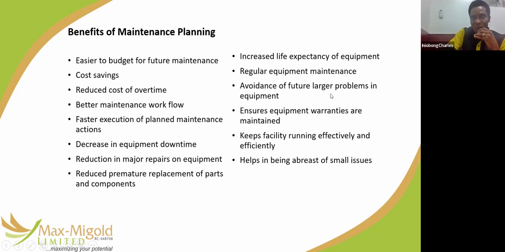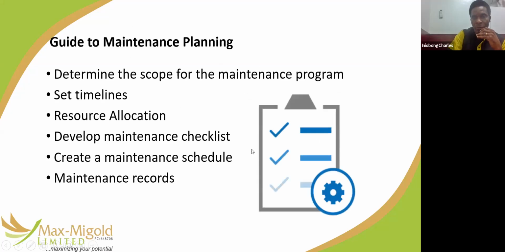So we must ensure equipment warranties are maintained. Keep facility running effectively and efficiently. Helps in being abreast of small issues. We've said it before. Maintenance planning helps us to be abreast with small issues before they occur. You are already seeing them. All right. Guide to maintenance planning. Determine the scope of the maintenance program. Set timelines. Resource allocation.